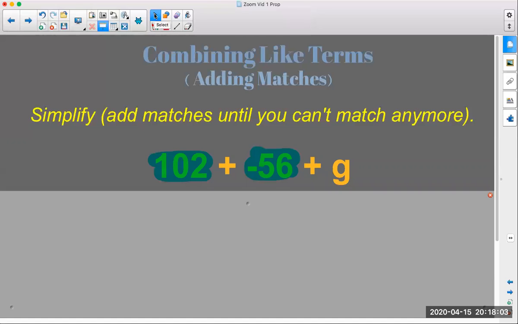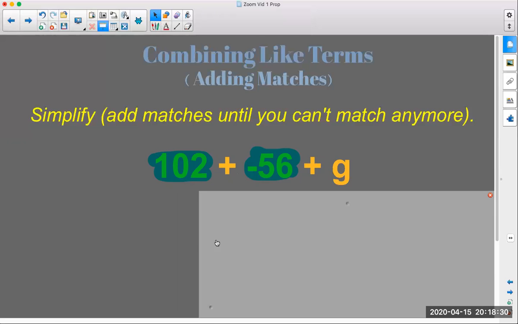All right, so now that we know what the matches are, the same color, we're going to add them. So pretend this is $102 in my pocket, but I owe you, because it's negative, $56. How much money will I have after I pay you back? To figure that out, we're going to subtract. 102 minus 56 equals $46, or 46. So we took care of the constants.